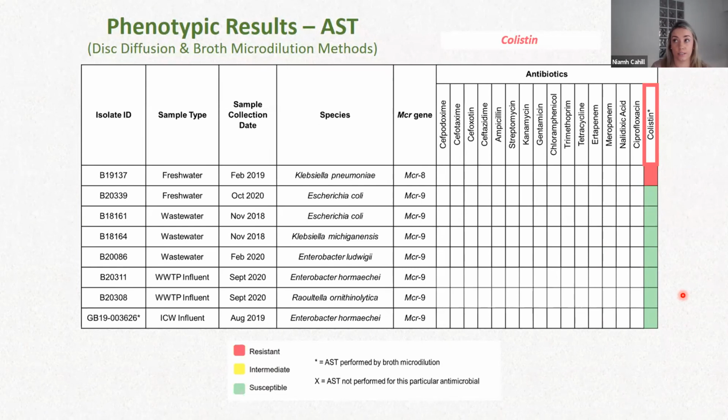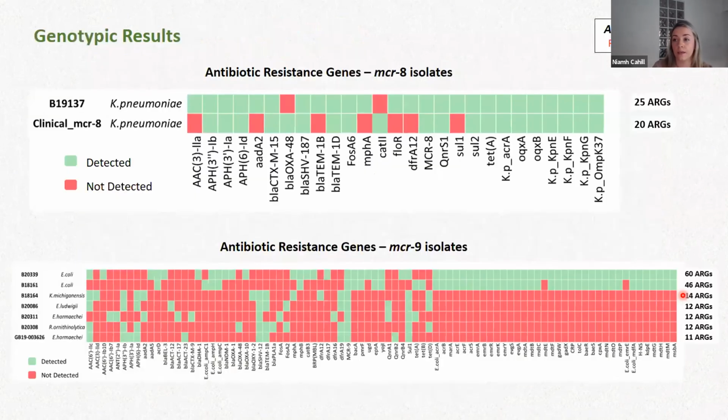However, some studies have indicated that it is inducible, so it may just be that in the absence of a suitable inducer, the gene isn't being expressed. So these are the genotypic results then. I know there's a lot on this slide, so I'll just go through the main findings with you.